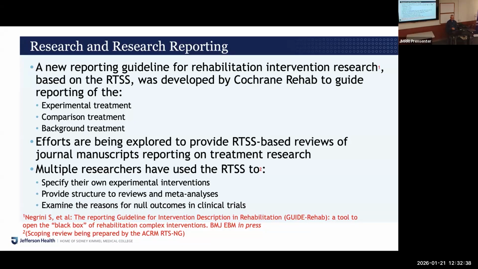And so multiple researchers we know have already used the RTSS to specify their own experimental interventions. A number of articles have used the RTSS to structure reviews or meta-analyses and figure out what categories should be put together. And an interesting publication looking at the reasons for null outcomes in a clinical trial by analyzing overlap in ingredients between the experimental and the comparison condition. And a group of folks who are active in the ACRM are working on a scoping review that's going to look at all of the published uses of RTSS along these lines.